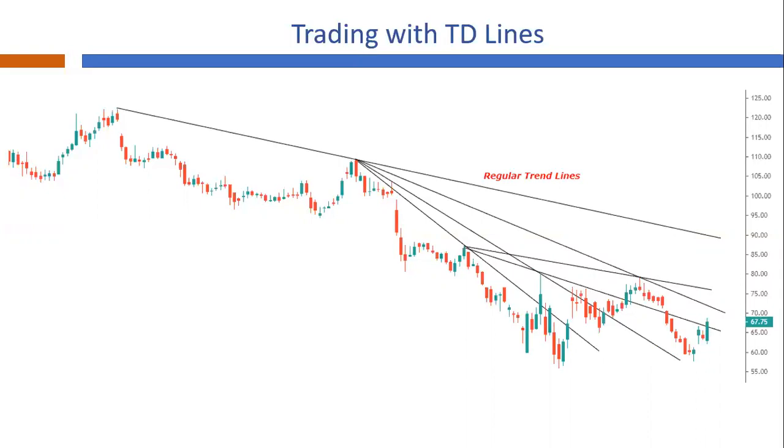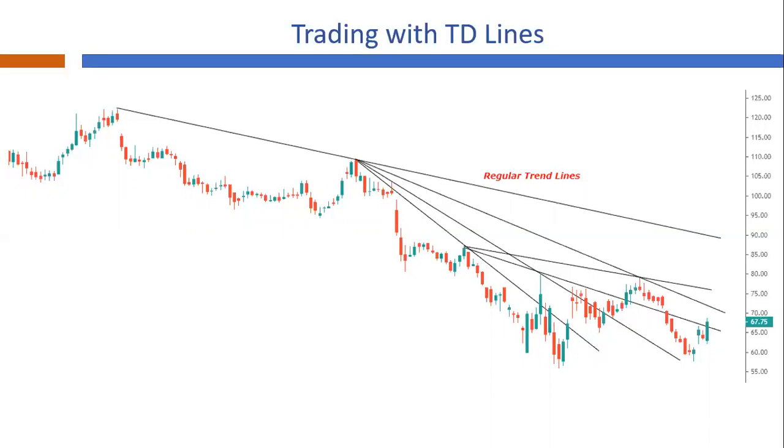Considering that the normal trend line method is subjective, Mr. DeMark developed a mechanical approach for drawing trend lines. You will be surprised to see the results when you start using Mr. DeMark's trend line method. Now, I don't want to mock the normal trend line method. If used properly, the same can be very beneficial.